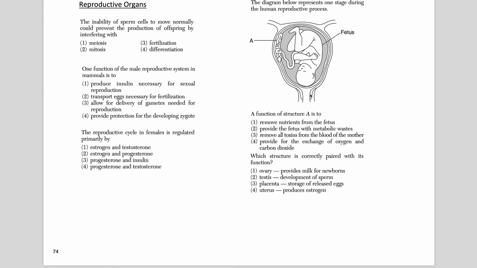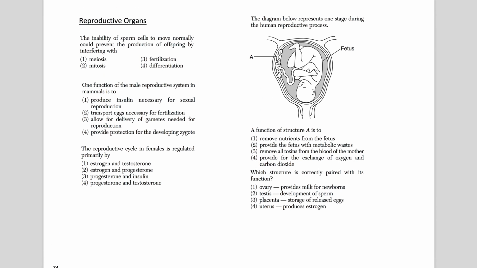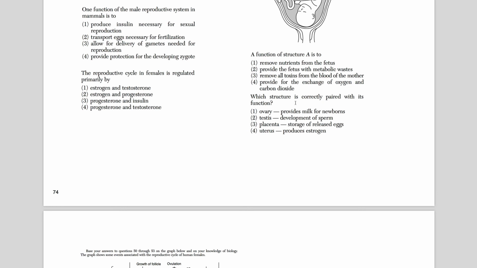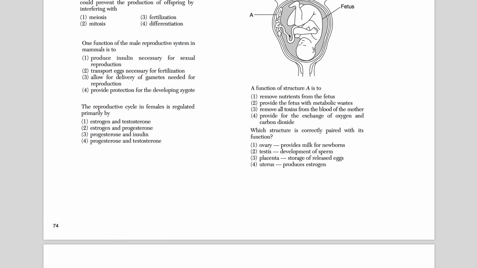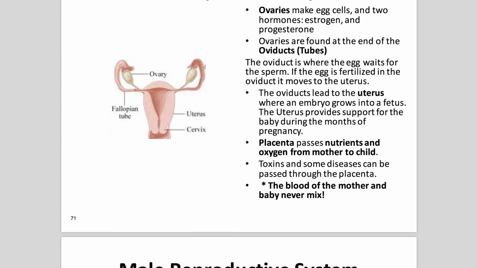Okay, fine. The function of A is to provide for the exchange of oxygen and carbon dioxide. That's the placenta. What structure is correctly paired with its function? This is the placenta. Yeah. Oh, okay. What's this tube called here? No, not... Umbilical cord. You're right. Which structure is correctly paired with its function? The fallopian tube is in the uterus.